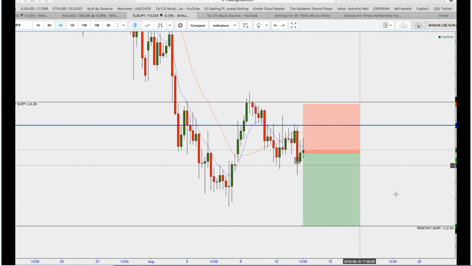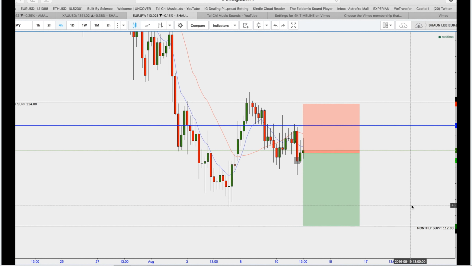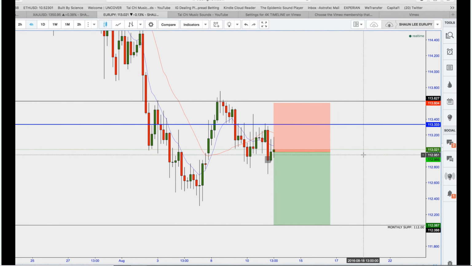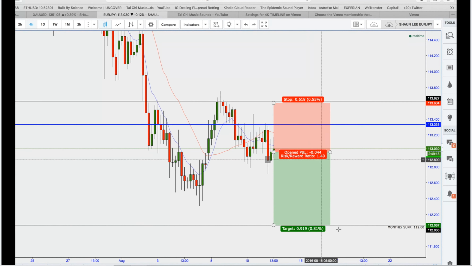Like this setup, this is one of the live setups. I'm actually in this trade, and at the end of the video course, you will see live trades, befores and afters. This is one that's currently in motion. I entered short around 1.13, let's say 1.1130. My target is 1.12. So 1.13 to 1.12, I'm looking for 100 pips.